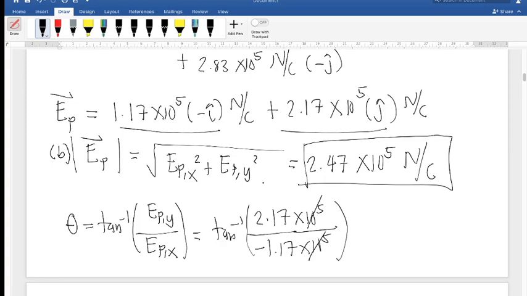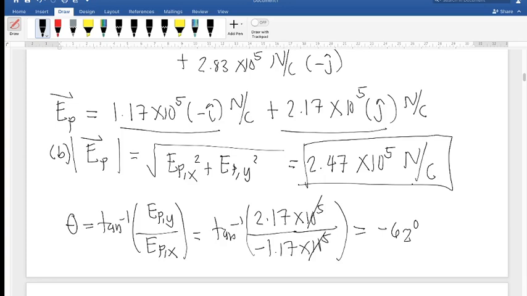That is equivalent to negative 61.66. Negative 61 or negative 62 degrees. Okay? So negative 62 means it is in quadrant 4, right?